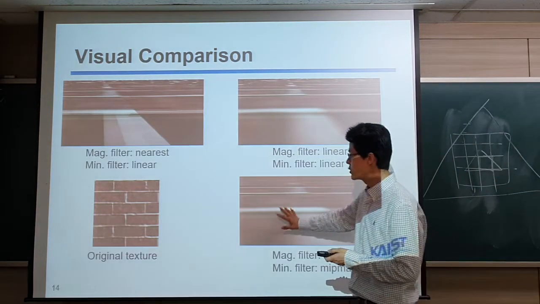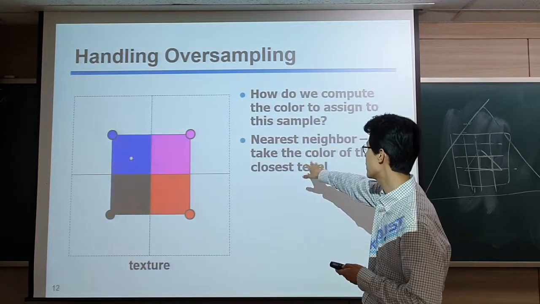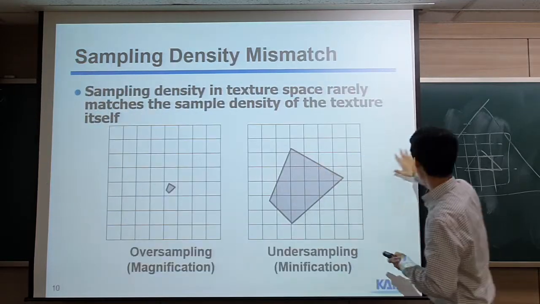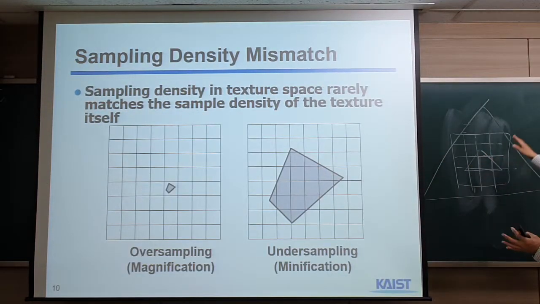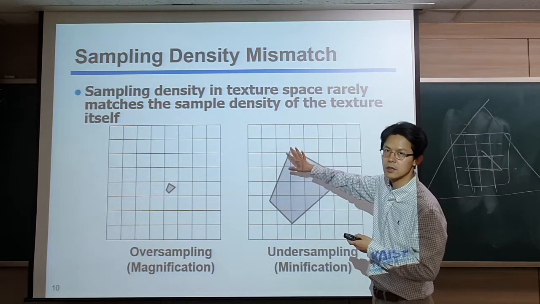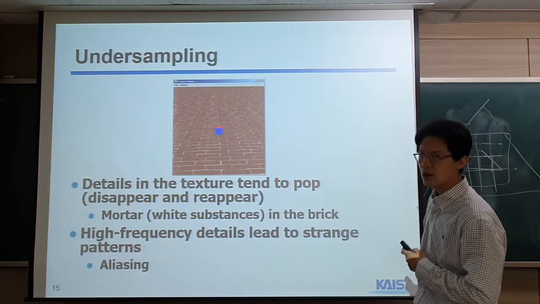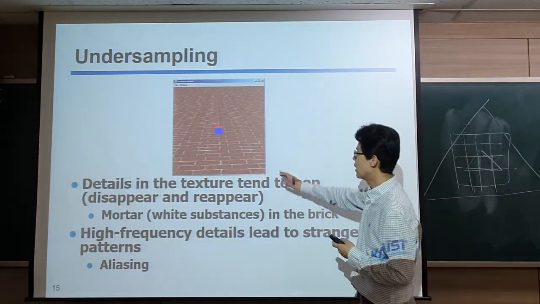I'll talk about the other issues here. Now let me talk about the undersampling issue. The undersampling issue is that, as I showed before, somehow we look at the triangle in a very far away location. So one pixel here in the screen space maps to a lot of the pixel region here. That's the undersampling issue. And it turns out it's a much more complicated issue.